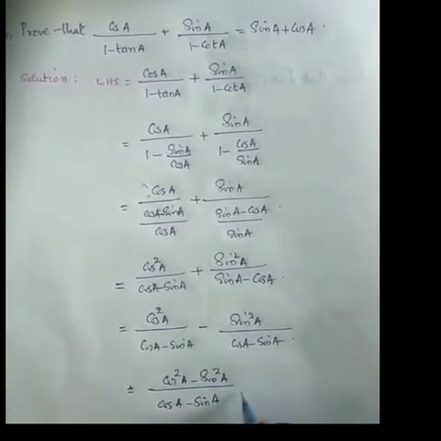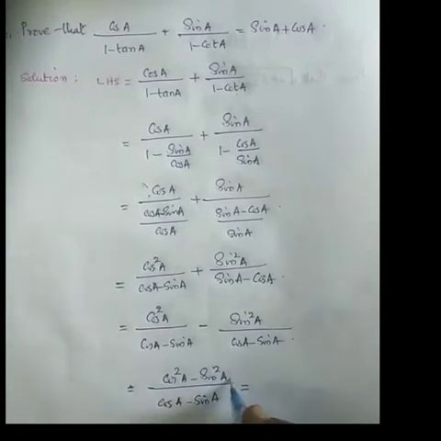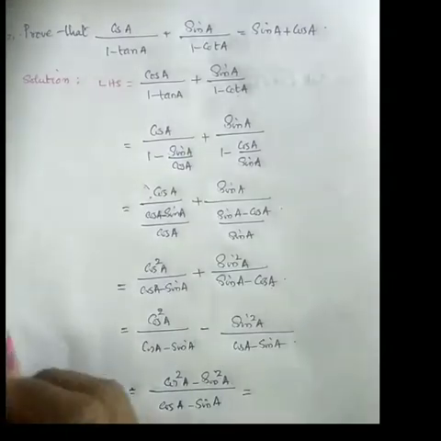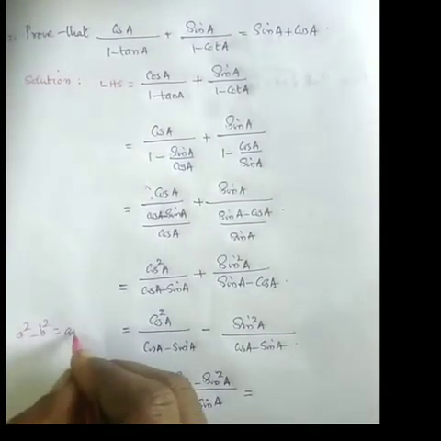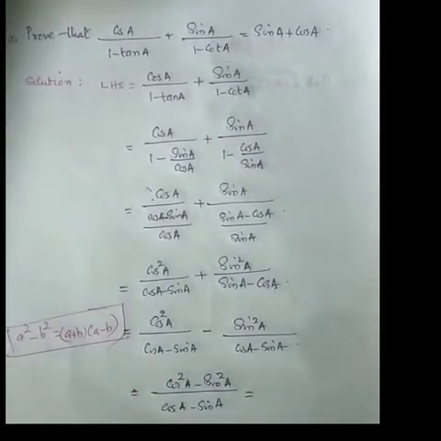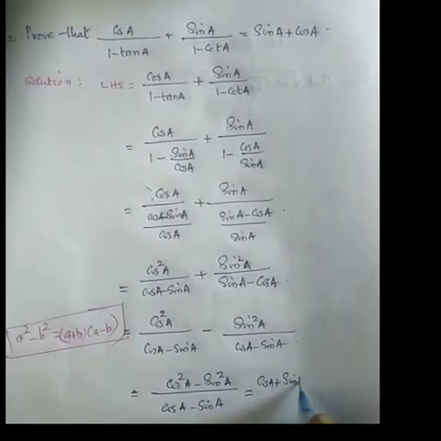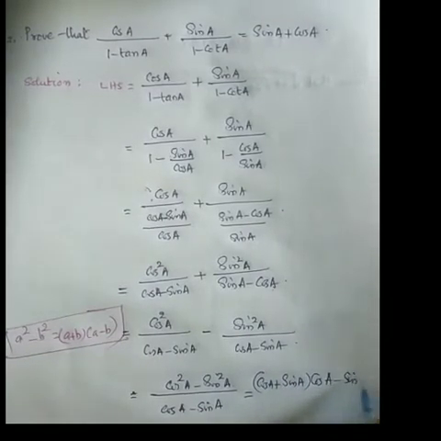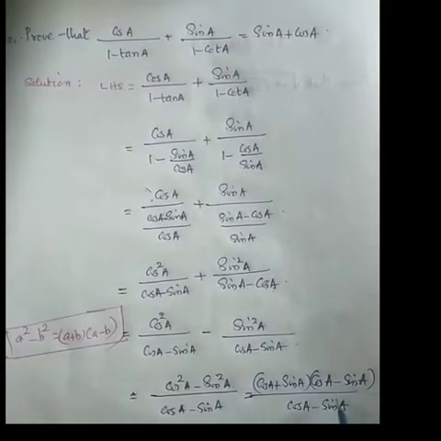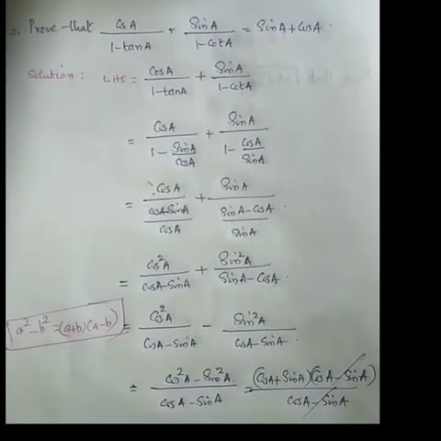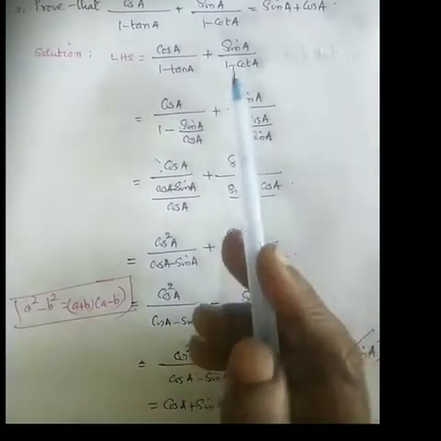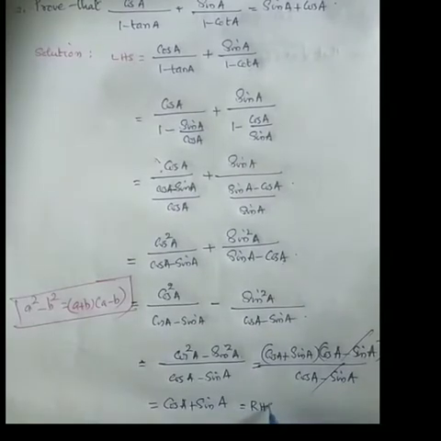This cos square A minus sin square A can be written as cos A minus sin A into cos A plus sin A, since it is of the form A square minus B square, and you know that A square minus B square equals A plus B into A minus B. Using this identity, the numerator becomes cos A plus sin A into cos A minus sin A divided by cos A minus sin A. The cos A minus sin A cancels, and the remaining is cos A plus sin A. See, this is the RHS, sin A plus cos A. So hence the result.